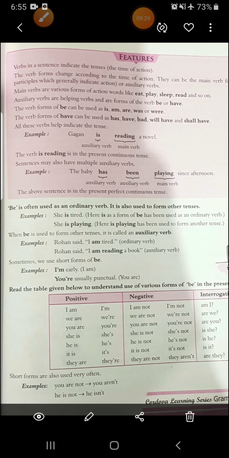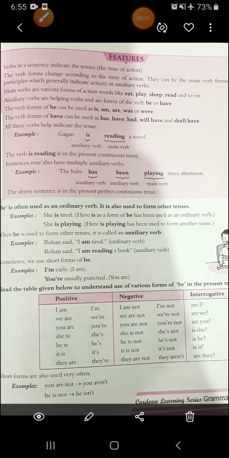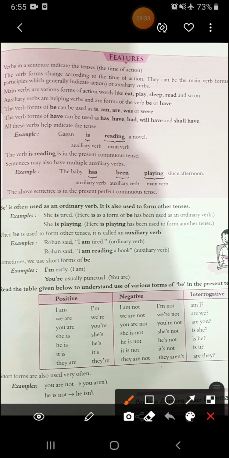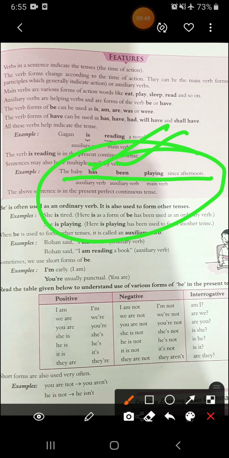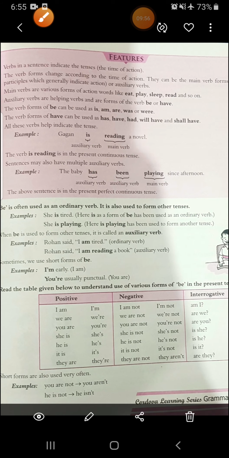Alright. Then see, sentences may also have multiple auxiliary verbs. You can find more than one auxiliary verb. Like here, the baby has been playing since afternoon. So has and been both are your auxiliary verbs and playing is your main verb, and this is given in present perfect continuous tense, because you can see the perfect form like has is also there and playing ing form is also there.